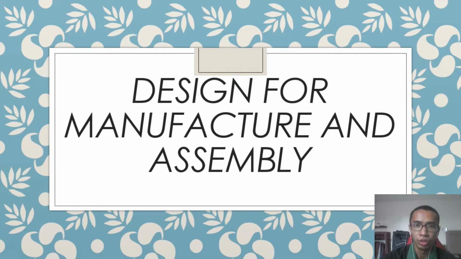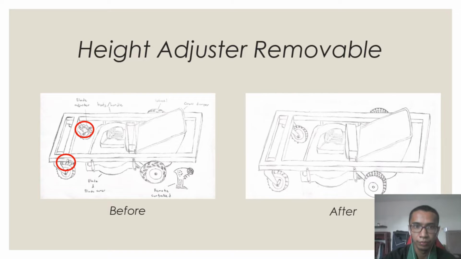Now, I want to present about design for manufacture and assembly, which is called DFMA. The first improvement we make on the lawnmower is the removal of the height adjuster from the original design. The number of height adjusters is 4, 2 at the front and 2 at the back of the lawnmower. After DFMA, it is reduced to 0. The reason the height adjuster is removed is because it is difficult to apply on the hollow state.